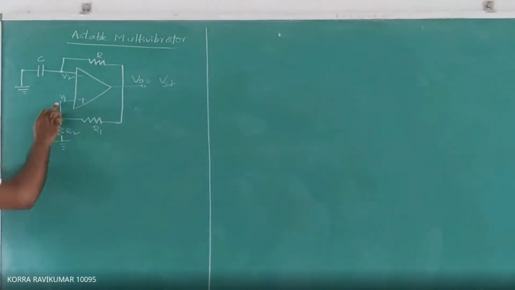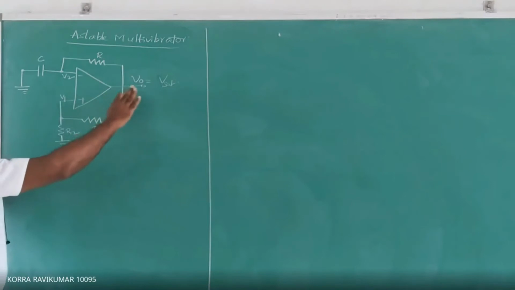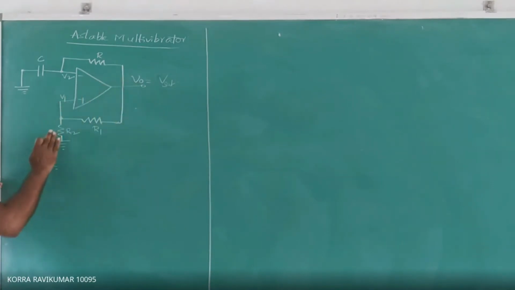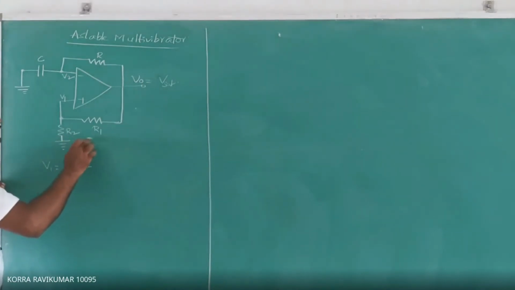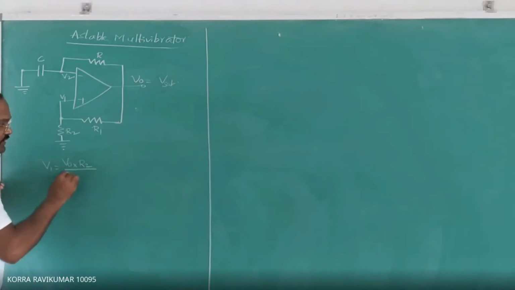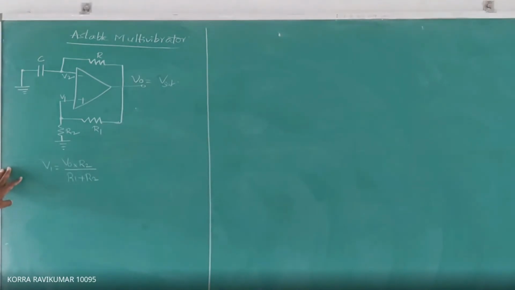See here. First, let us see the V1. V1 is equal to, apply here the voltage division rule. V1 equals output voltage into opposite resistance. V naught into opposite resistance R2 divided by the total resistance in the circuit, R1 plus R2. This is the expression for V1.